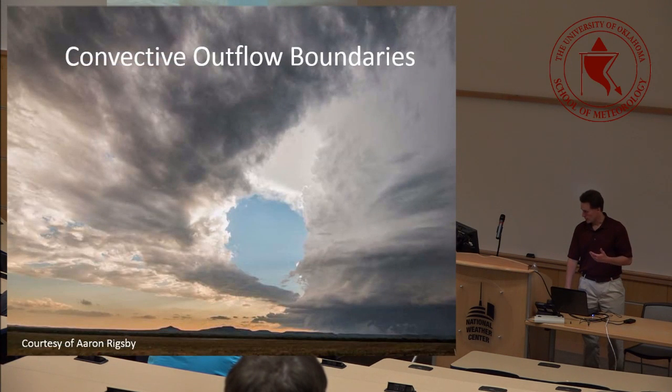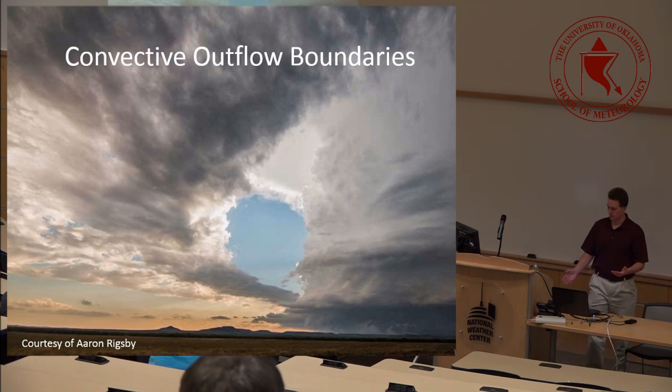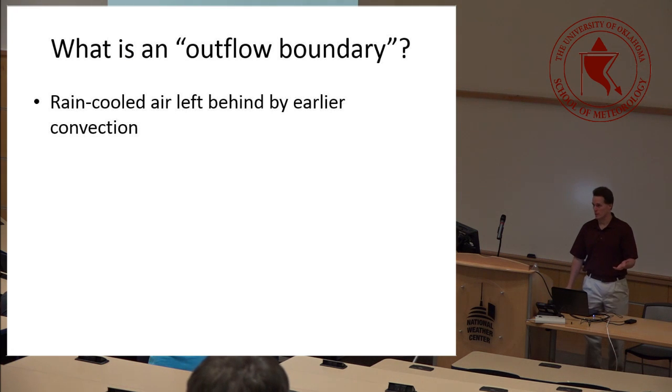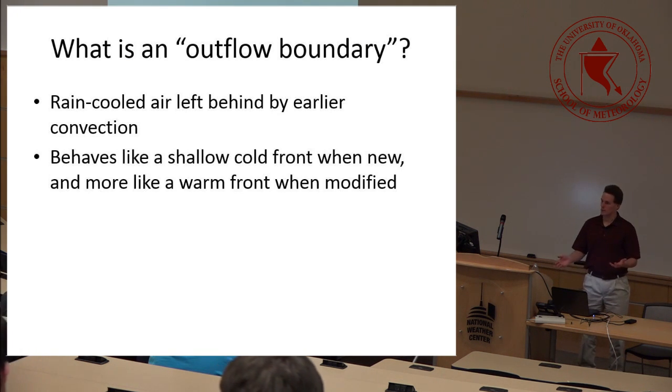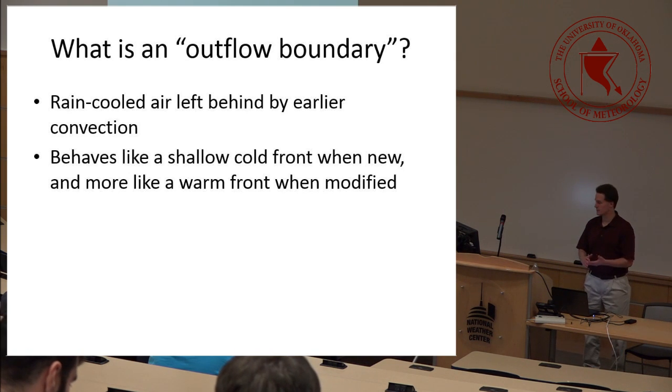Okay, convective outflow boundary. What are we talking about here? We're talking about storm-generated cold pools. They're essentially small-scale fronts that are related to the convection itself. So an outflow boundary is just the rain-cooled air left in the wake of convection. And again, depending on how recently it was formed and how dense the air mass is, that'll give you some idea how this is going to behave.